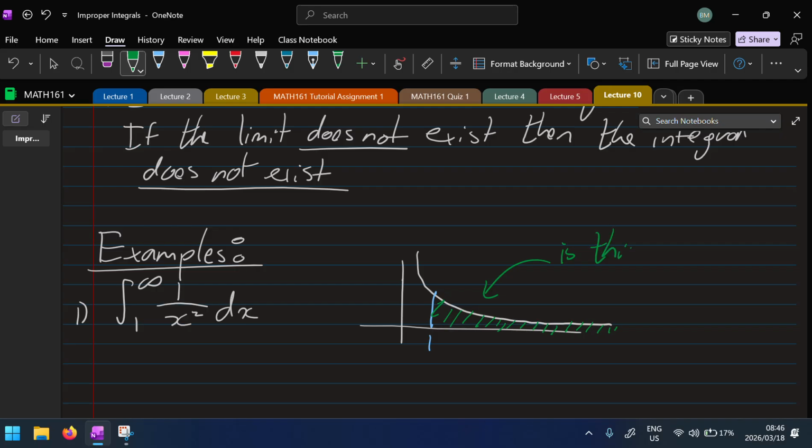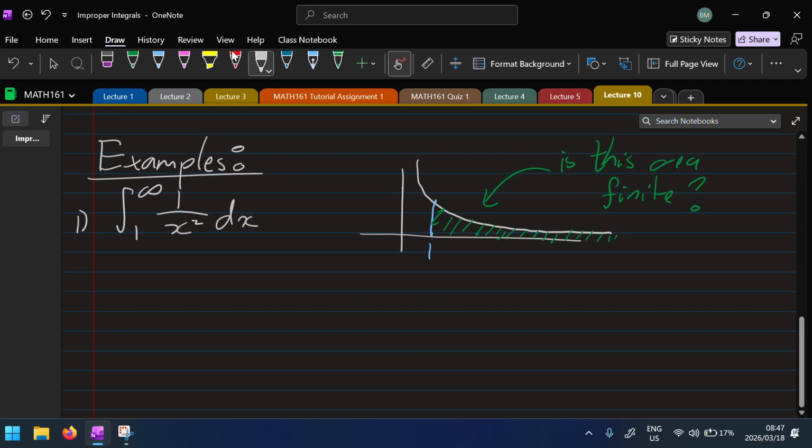So is this area finite? Okay. And we'll see for this example that the area there is finite. There is a finite number for that. So even though the function goes all the way to x equals infinity, that green area is still finite.